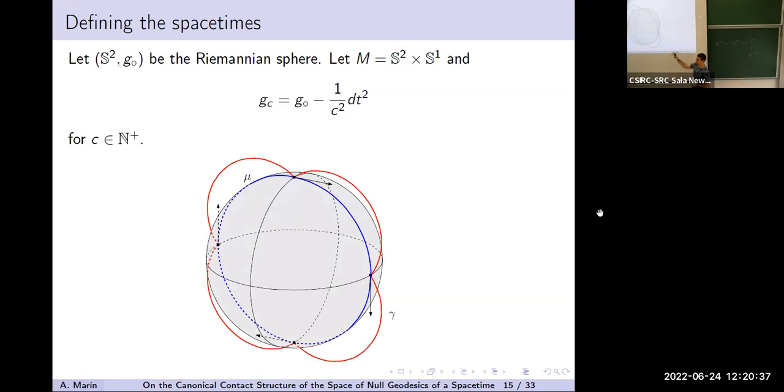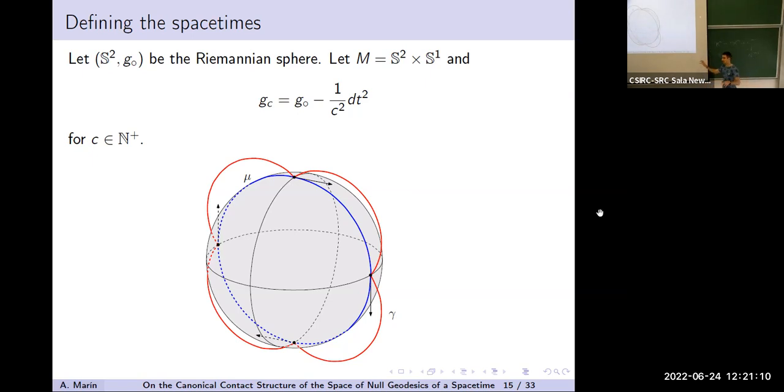Great, so here's another picture. I'm picking here the case c equal to 4. And what you see here is the great surface S^2 times 0, depicted in gray, and then the radial coordinate is giving me the S^1 direction. So you can see here, c is equal to 4, so I traveled the S^1 4 times when I traveled the great circle once.